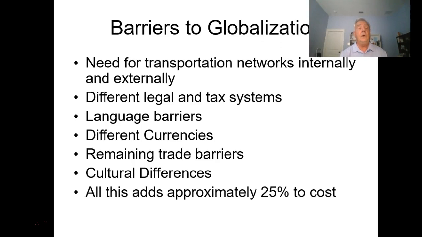Okay, all of these barriers add up to about 25% of the cost of shipment or trade, international trade. Now, that means that trade still goes on in spite of that cost. So it's pretty efficient, right? So even though it's 25% added to the cost, it's still more efficient to trade worldwide.